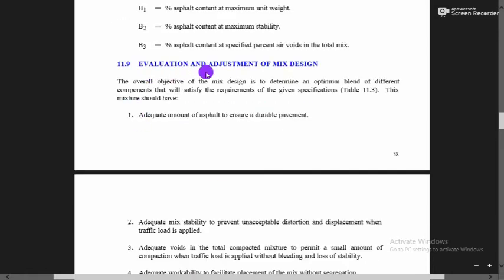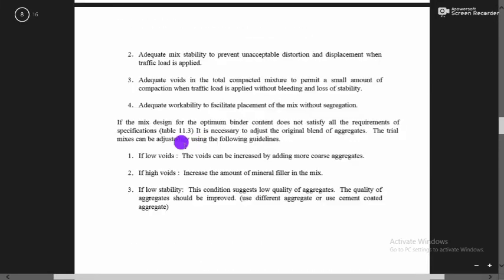11.9 Evaluation and adjustment of the mix design. The overall objective of the mix design is to determine the optimum blend of the different components that will satisfy the requirements of the given specification, table 11.3. The mixture should have adequate amount of asphalt to ensure a durable pavement.